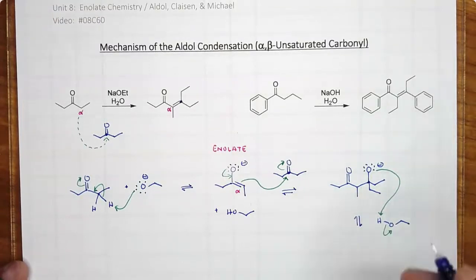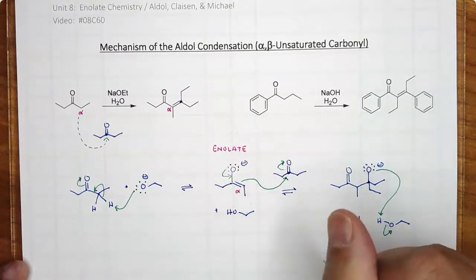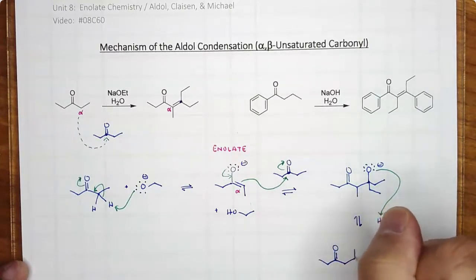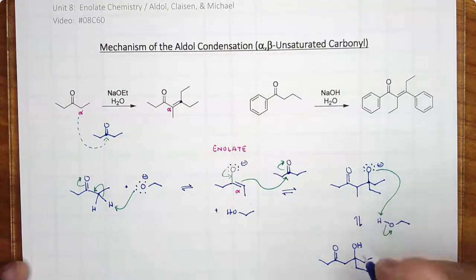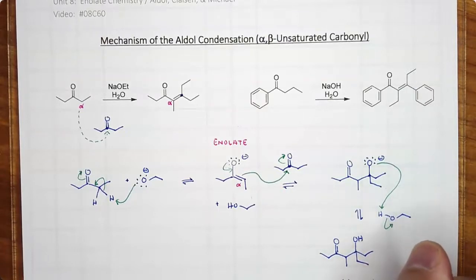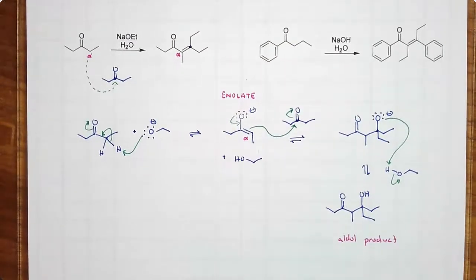So this is fine. We get the ethoxide back. And what do we have? I call this the aldol product. Not the aldol condensation, just the aldol product. We're going to keep going and do the condensation. We get to the aldol product in 3 steps.